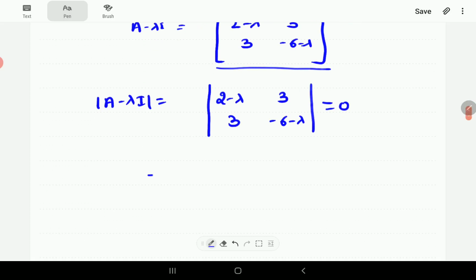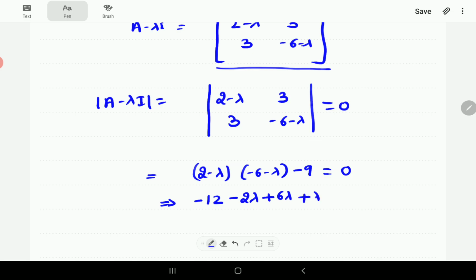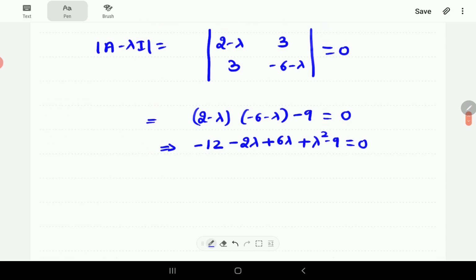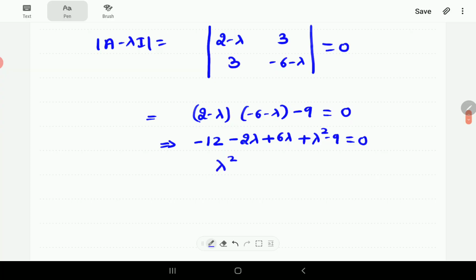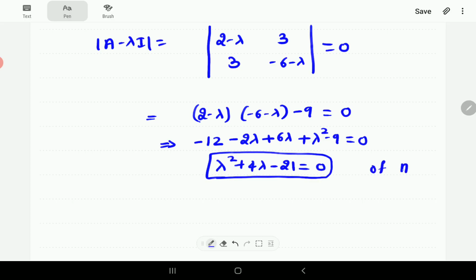So it is simply a 2 cross 2 matrix. So (2 minus lambda) into (minus 6 minus lambda), minus 3 into 3, that is minus 9, equal to 0. Solving further: 2 times negative 6 is minus 12, minus 2 lambda, plus 6 lambda, plus lambda square, minus 9 equal to 0. Rewriting, this is lambda square plus 4 lambda minus 12 minus 9, which is minus 21, equal to 0. So this is our characteristic equation of the given matrix A.